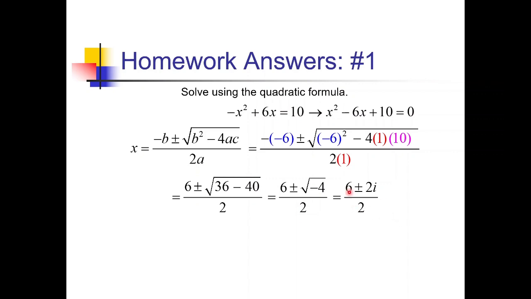And we have to reduce this if we can. 6, 2, and 2 are all reducible by 2. So this ends up being 3 plus or minus 1i, or just plus or minus i.